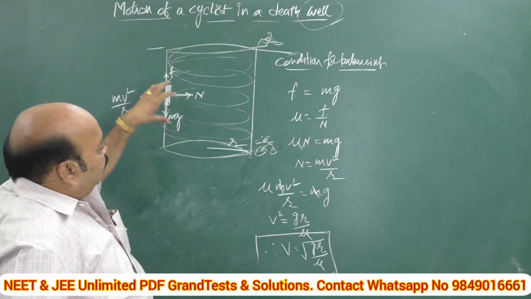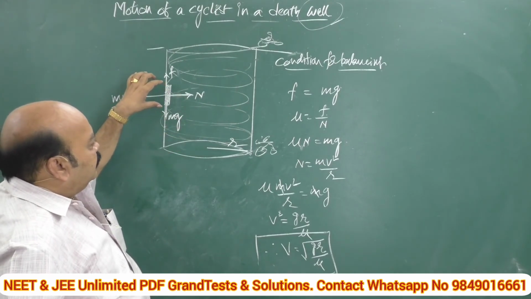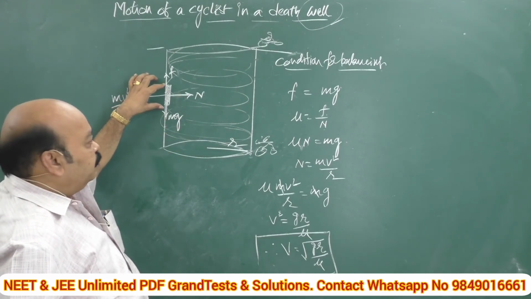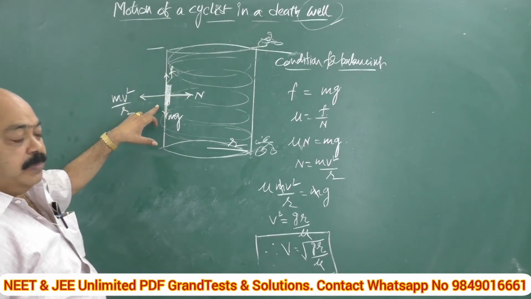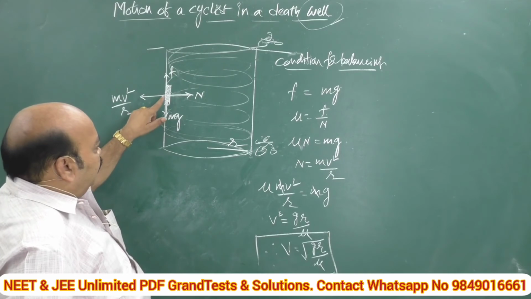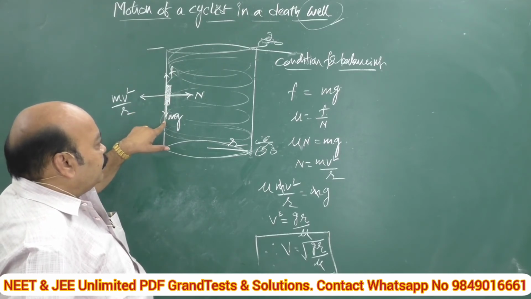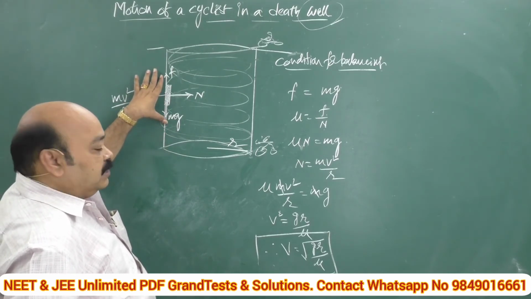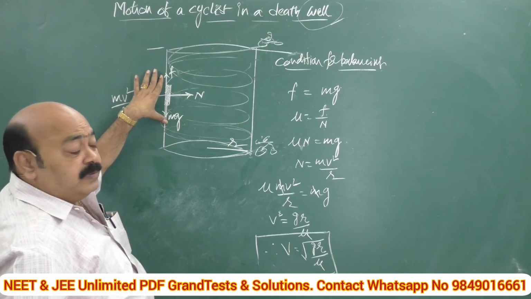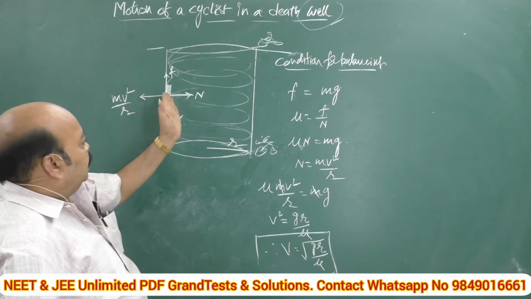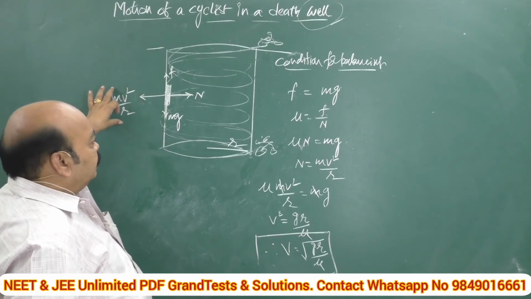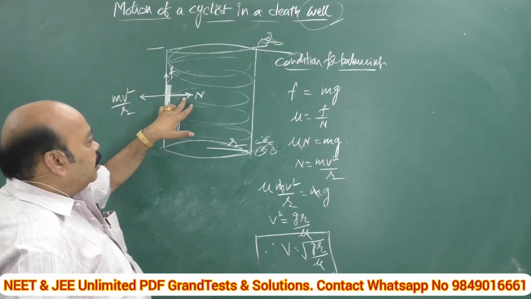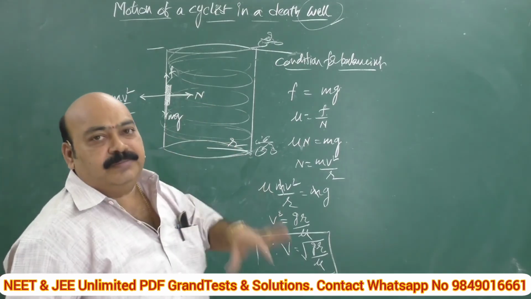So, at a particular instant of time, let this be the position of the man. What are the different forces acting on him? I am going to calculate. mg acts vertically downward, frictional forces act upward, which opposes him from falling down. This man pushes the wall with a force of mv square by r. As a return, a normal reaction N acts on the body.